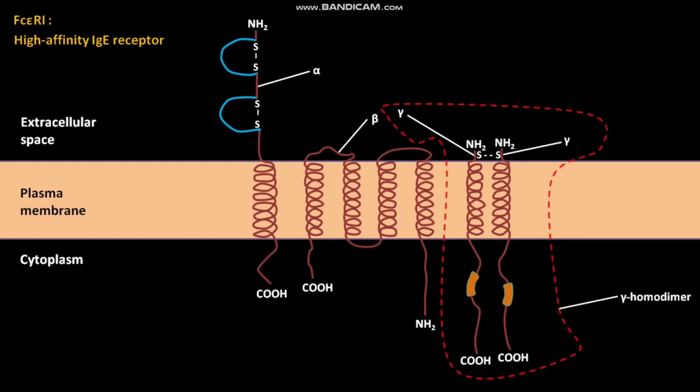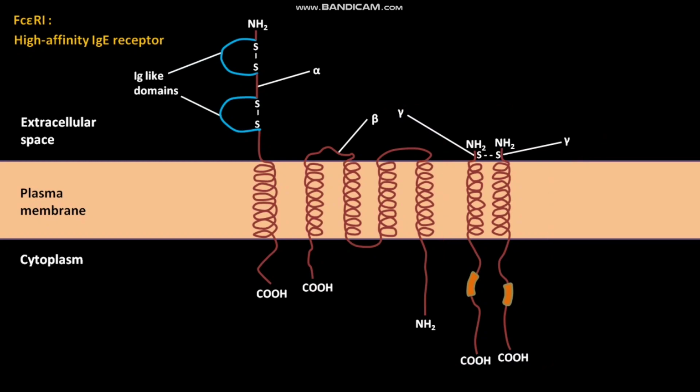The external region of the alpha chain contains 2 domains called Ig-like domains. These 2 domains contain 90 amino acids. These 2 domains are homologous with the immunoglobulin fold structure. So, the Fc epsilon R1 receptor belongs to the immunoglobulin superfamily.